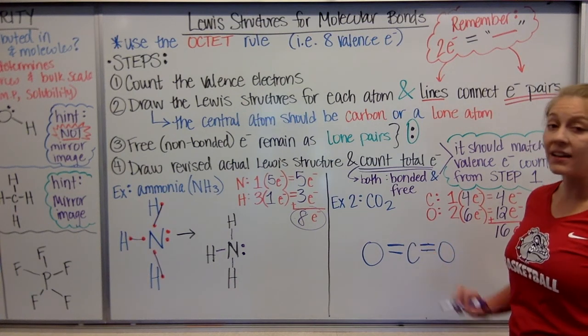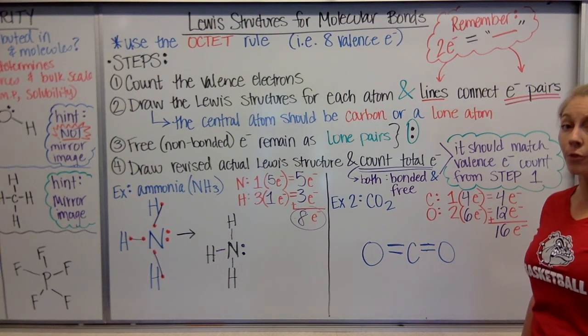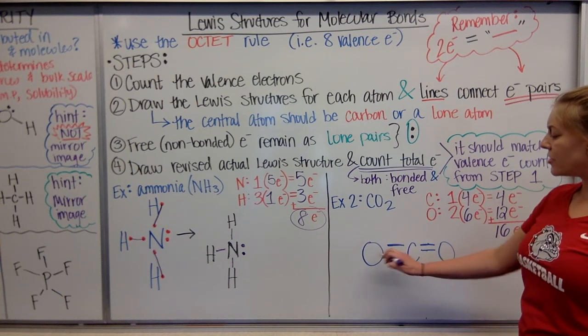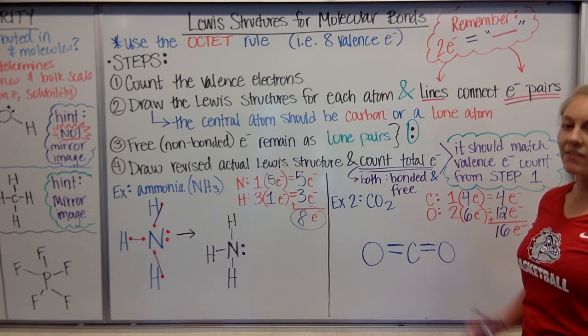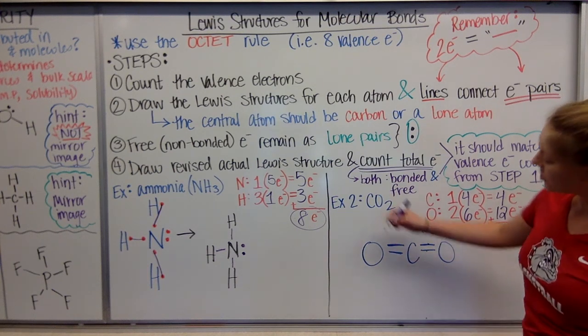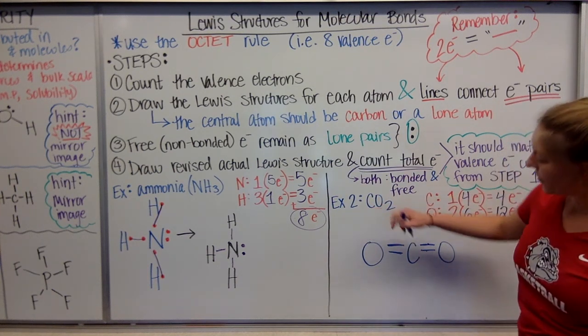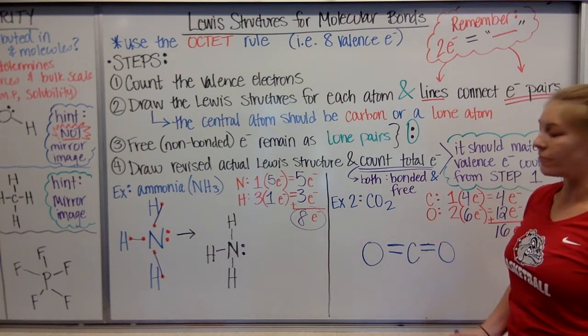Does it feel like it has a full valence? 2, 4, 6, 8 electrons around carbon. Yeah, it feels like it has a full octet. Oxygen, however, each of these oxygens only feel like they have 2, 4 electrons. So we need to add 2 more lone pairs on each oxygen. We're going to add them so that they're spread out as far away from each other as they can be.